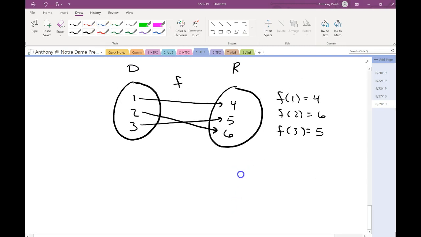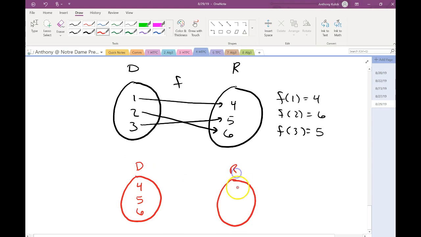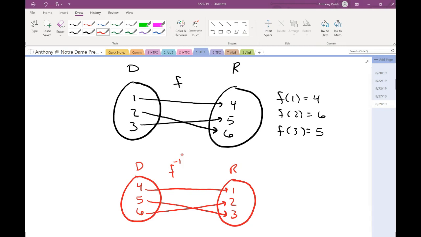So in our case, if we look at this function f, if I swap the x's and y's, 4, 5, and 6 would be the domain, and 1, 2, and 3 would be the range. So 4 would pair to 1, 5 would pair to 3, 6 would pair with 2, and the name we gave for an inverse, we use that f to the negative 1 notation. That was the notation we used for inverse.